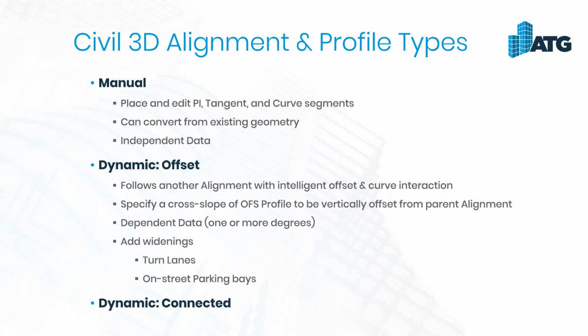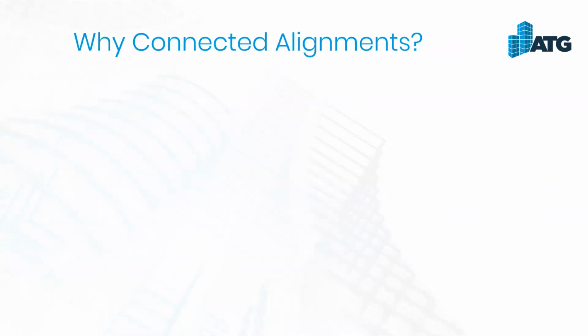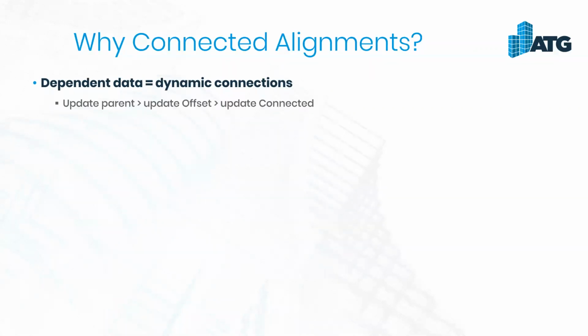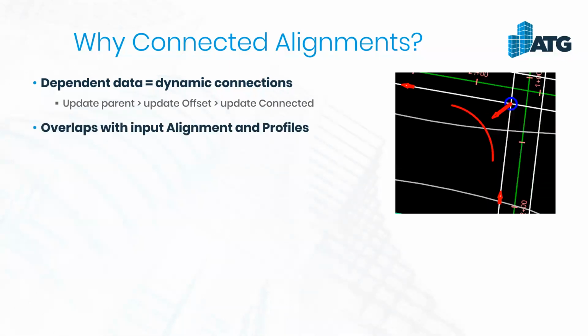Now, for our connected alignments, let's go ahead and talk about some of those. So this is a dependent piece of data, which means we have those dynamic connections with the rest of our model. So we update the parent. That's going to update our offset alignment automatically, which is going to update our connected alignment automatically. What is also really cool about these is it overlaps with our input alignment and profiles.